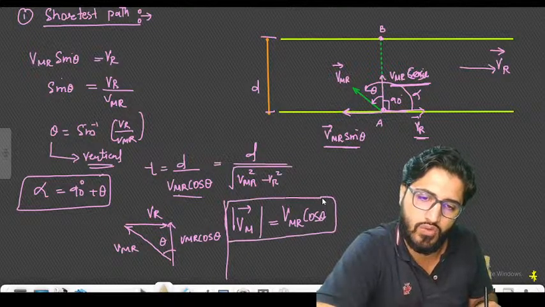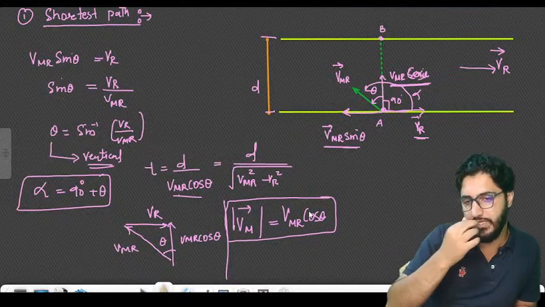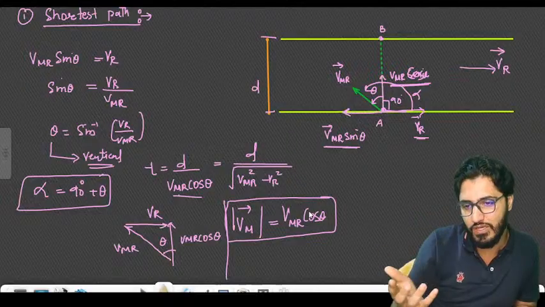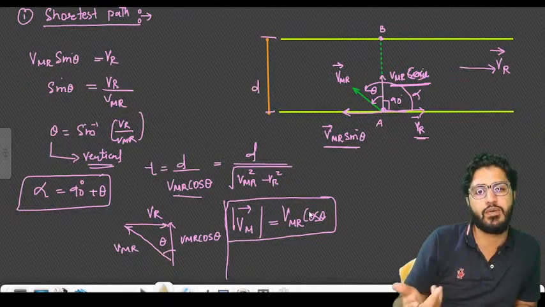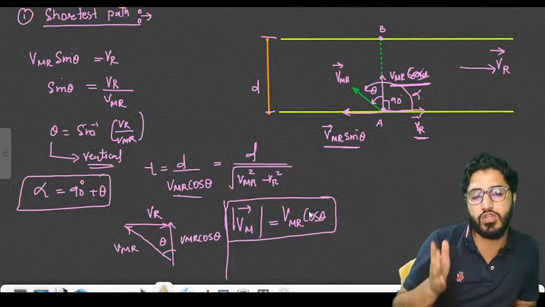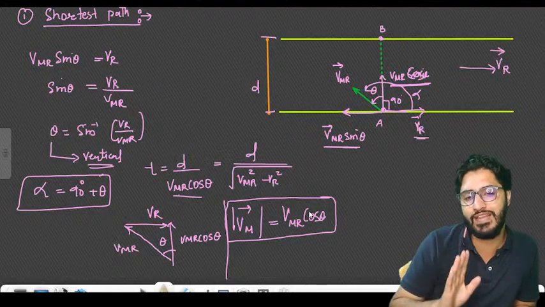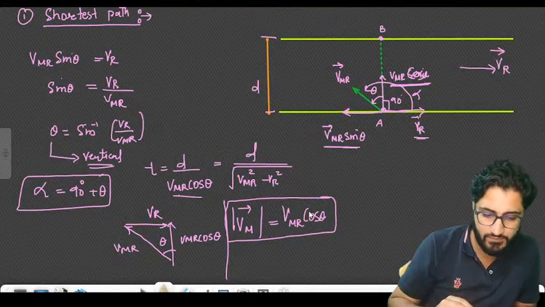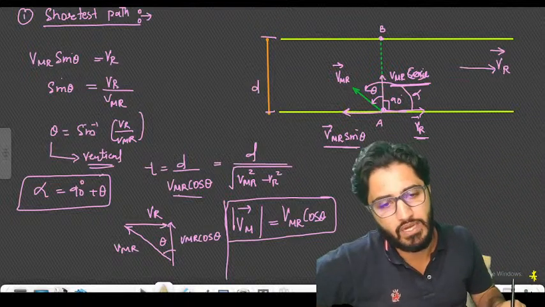So you need to write the whole thing so that you will revise these things, right? How to get these VMR cos theta by applying the Pythagoras theorem. What is VM? If a person is standing on the bank of the river, he will see the person is going along the AB line. Why? Because internally the VMR sin theta is cancelled by VR. That's why. Okay. It was the shortest path.